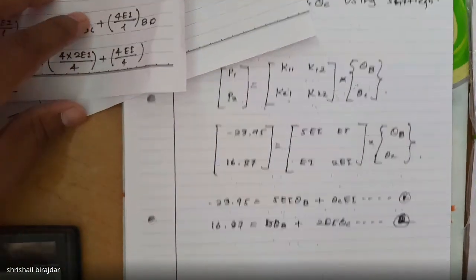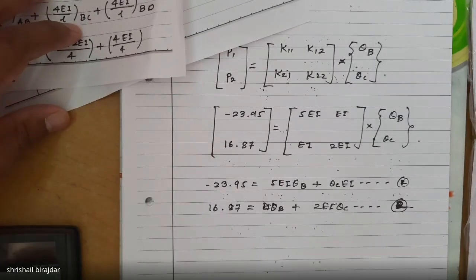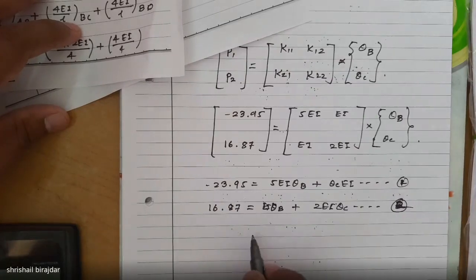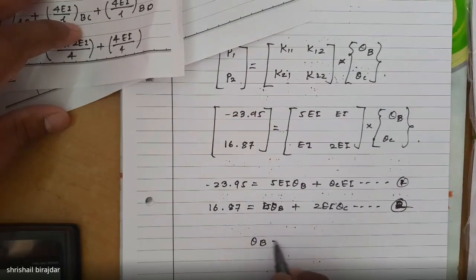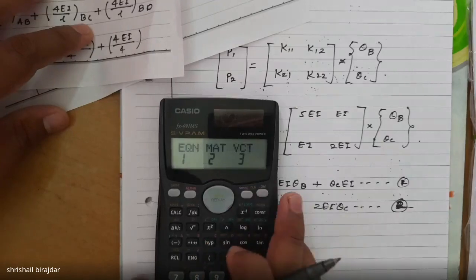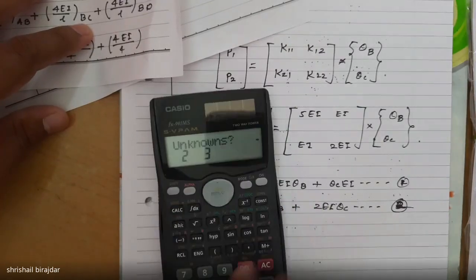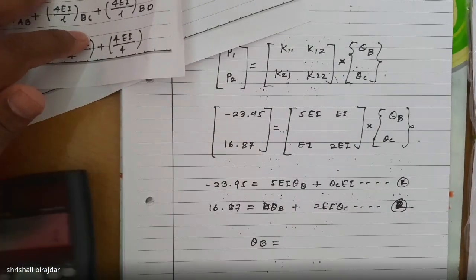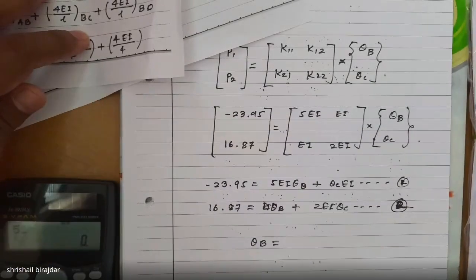Try to solve these equations and find out theta B and theta C. How much is theta B and theta C? Use the equation mode, simultaneous equations with two unknowns. For A1, you just type 5, for B1, 1, C1 minus 23.95.